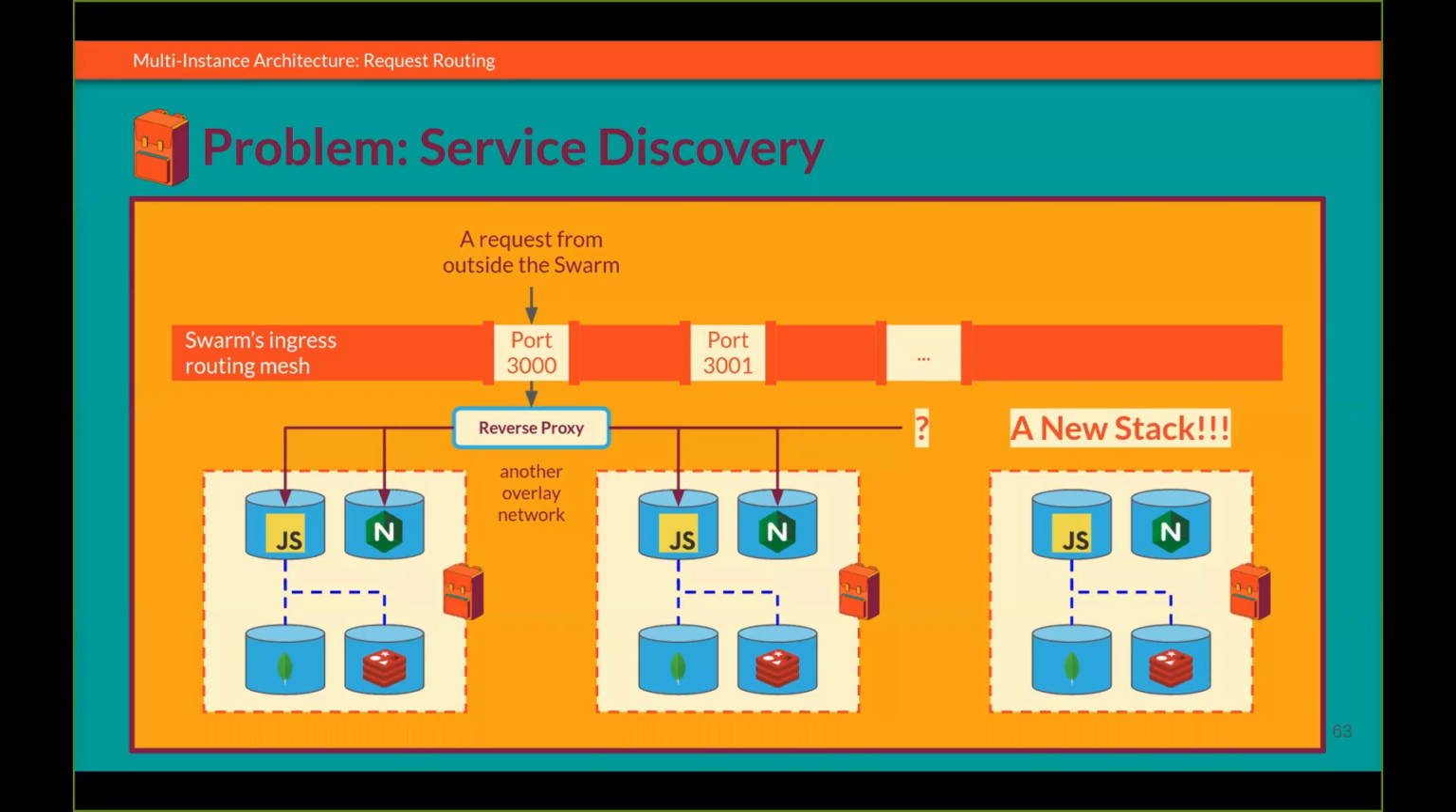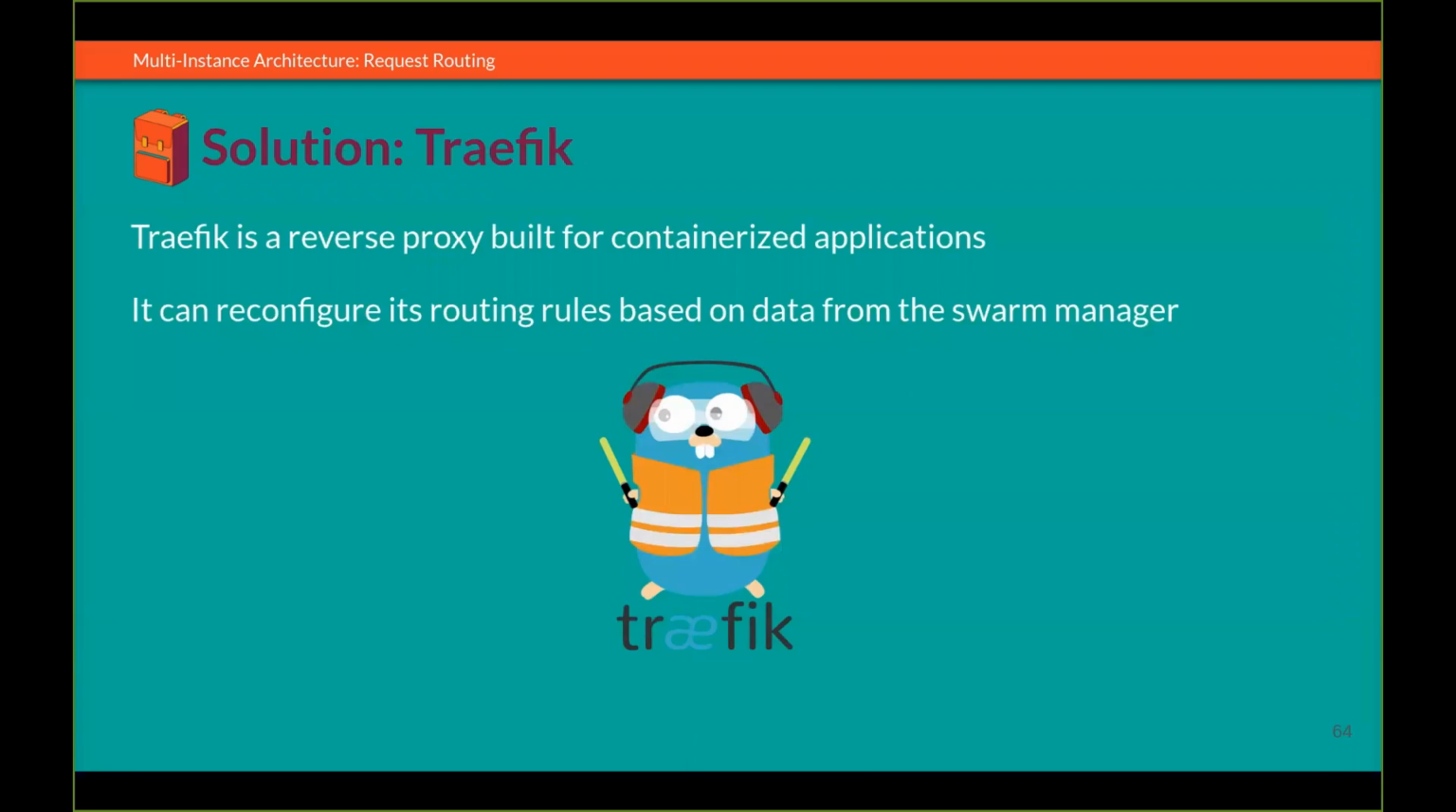But that would usually require restarting the reverse proxy so that it can pick up the new configuration, which would lead to downtime and just sounds really complicated. So we want to try to avoid that kind of scenario. And thankfully, we can by using a specific type of reverse proxy. This one's called Traefik, with this little gopher guy as their logo. So Traefik is a reverse proxy that's built specifically for containerized applications.